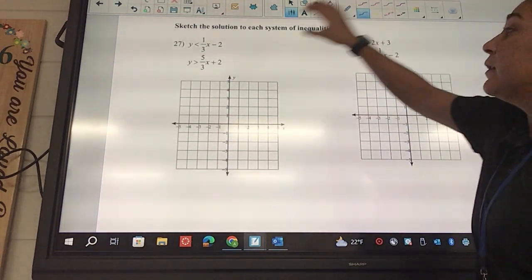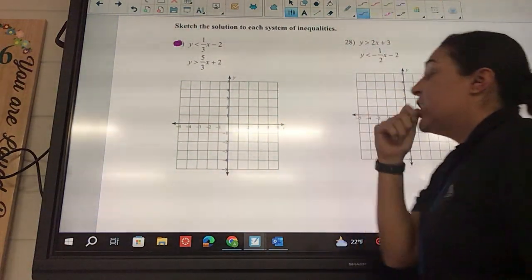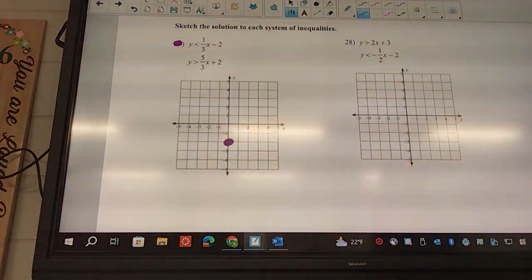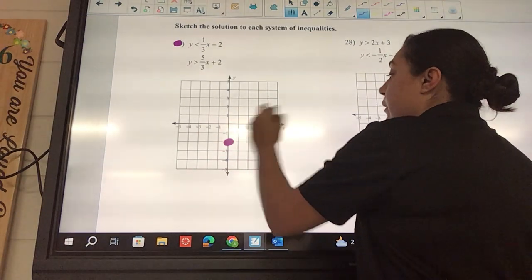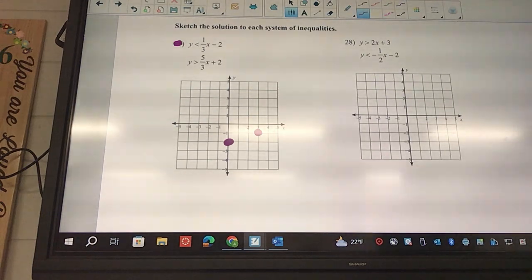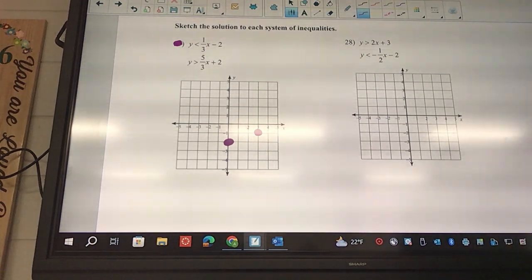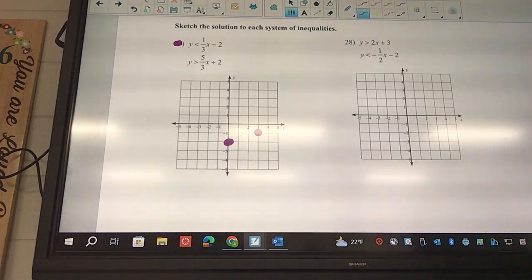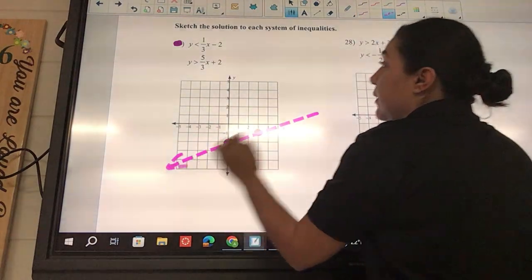Okay, 27. We're gonna graph these two lines separately. So I'm gonna start with this one, okay? And it starts at -2. And my slope is 1/3. So I'm gonna go up 1 and over 3. Okay, and again, find your sign and match it up. Is this gonna be solid or dotted? Match it up. It's gonna be a dotted line.